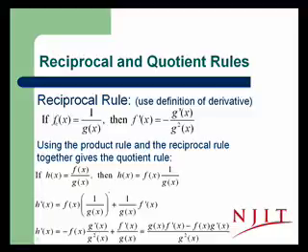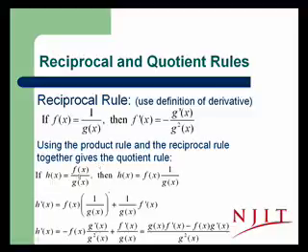The derivative of the function f of x equal 1 over g of x. Well, once again, one could use the definition of the derivative, go through the algebra. It's very straightforward, and one finds that the derivative f prime of x is equal to the negative of g prime of x over g squared of x. So the derivative of 1 over g of x is minus g prime of x over g squared of x. Using the product rule and the reciprocal rule together gives us the quotient rule.